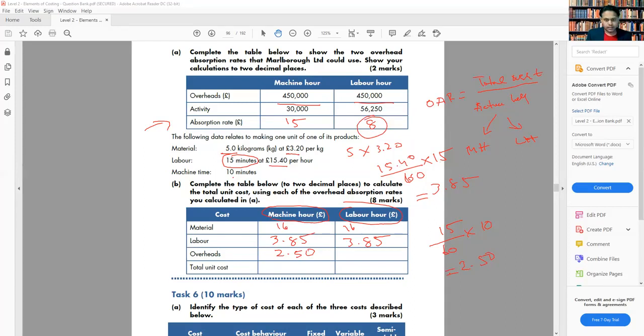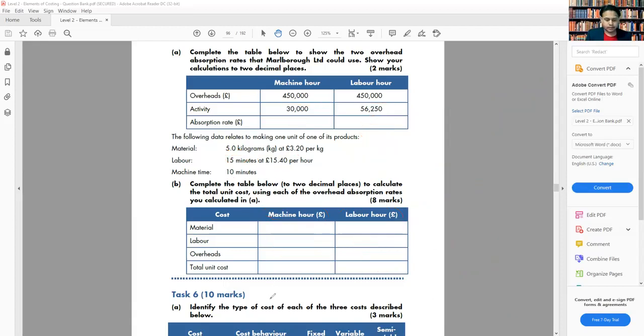So let's calculate that. 8 divided by 60 times, for the labor we have 15 minutes, 15, and that gives us 2. That's it. If we add these, it will give us the total cost: 16 plus 3.85 plus 2.50 is 22.35. And 16 plus 3.85 plus 2 is 21.85. That's for our labor cost. All right, let's move on.